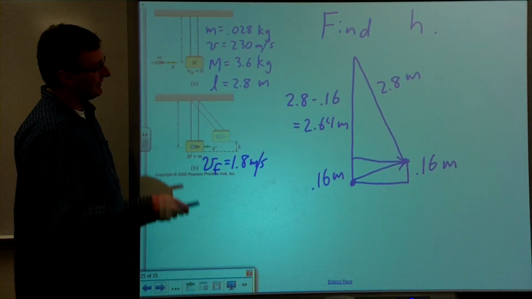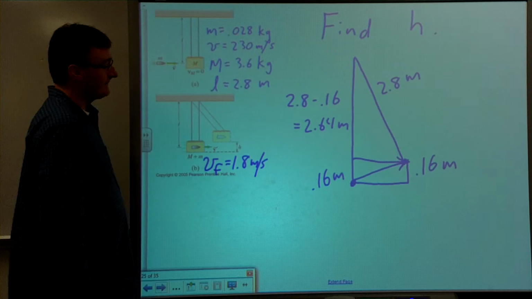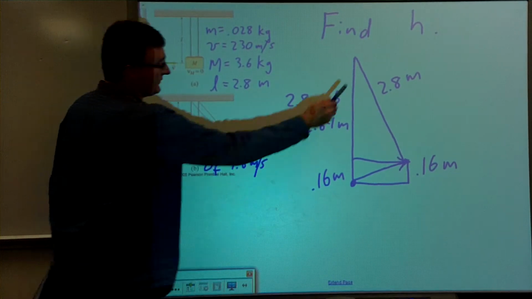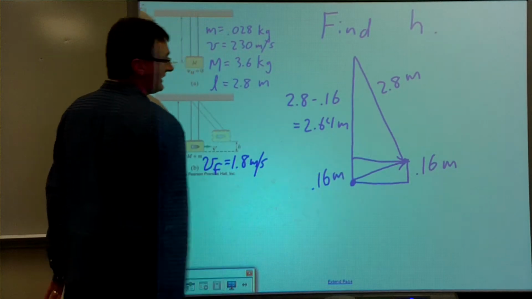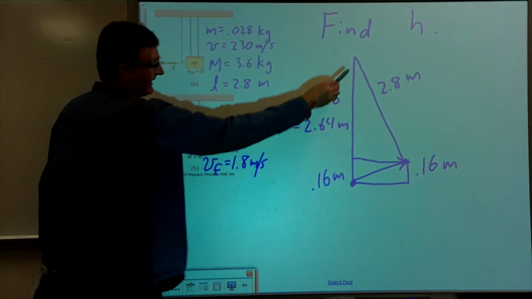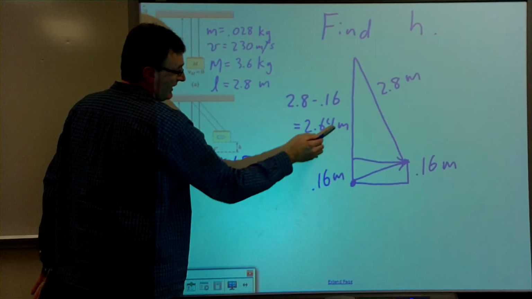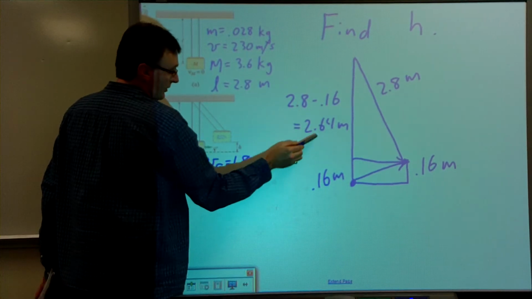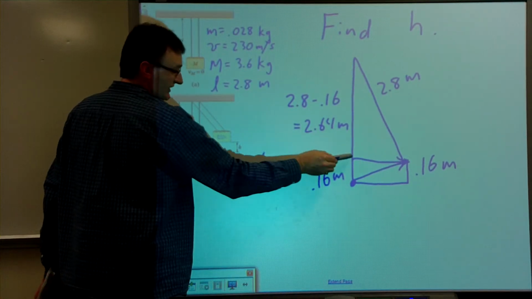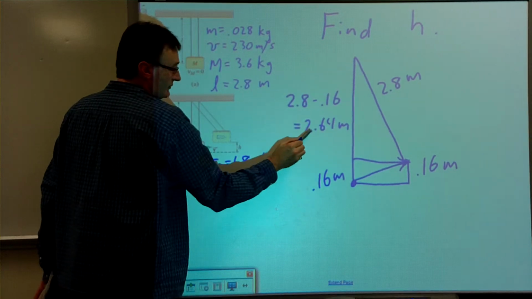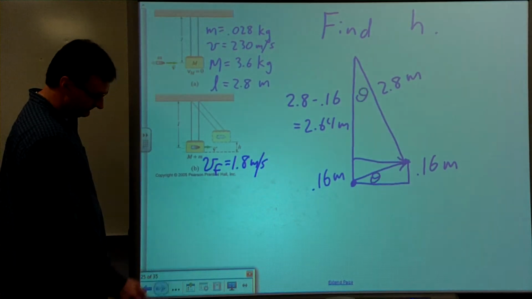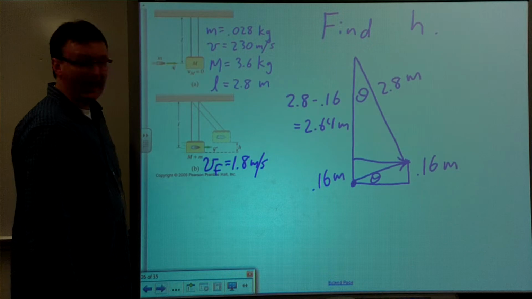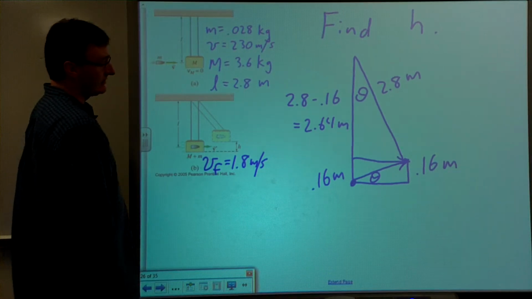So I'll just use a little bit of geometry here now. We know this length, the length of the rope, is 2.8 meters. If this is 2.8 meters, then this length from here to here has to be 2.8 minus 0.16, which is 2.64 meters. So from here to here, 2.64 meters. And then we can find the angle as well now. We have enough information to find the angle.